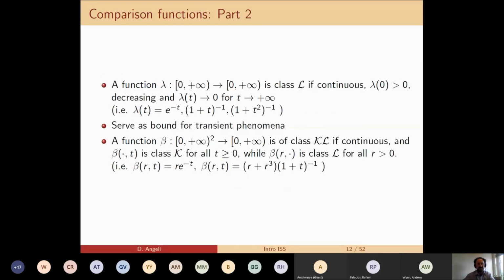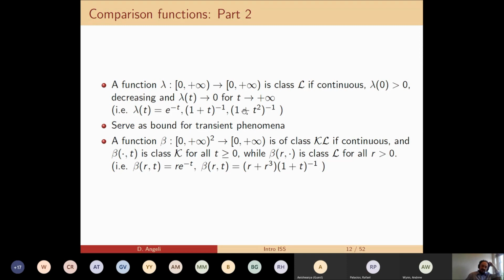The other type of comparison functions have a different nature, and they're still functions from the non-negative reals to the non-negative reals. They are called class L. What they fulfill is that these functions are continuous, strictly positive in 0 this time. They are decreasing functions, and lambda of t tends to 0 for t that goes to plus infinity. The most typical class L function is the exponential e to the minus t. That's positive in 0, it's a decreasing function and vanishes to 0. On the other hand, class L functions do not necessarily need to decay to 0 exponentially. For instance, they can decay to 0 polynomially, as in these two examples.